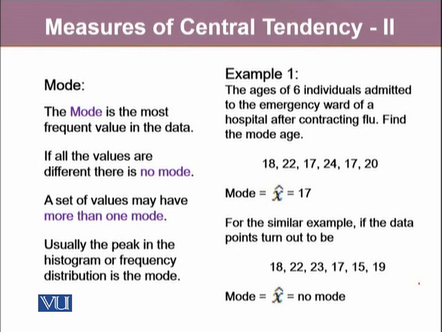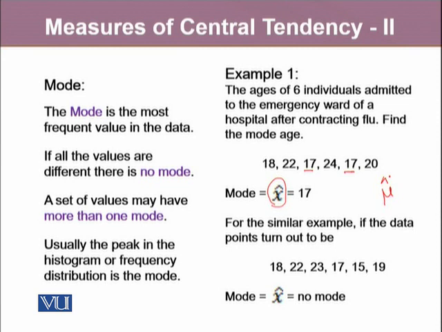Let's take an example. We have the ages of 6 individuals admitted to the emergency ward of a hospital after contracting flu. The ages are 18, 22, 17, 24, 17, and 20. To calculate mode, we do not have to order the data. We only need to find out which observation is the most frequent. In this data, we can see 17 is the most frequent observation. Mode is denoted by X hat if it's calculated from a sample. But if it's calculated for a population, we denote it by mu hat.